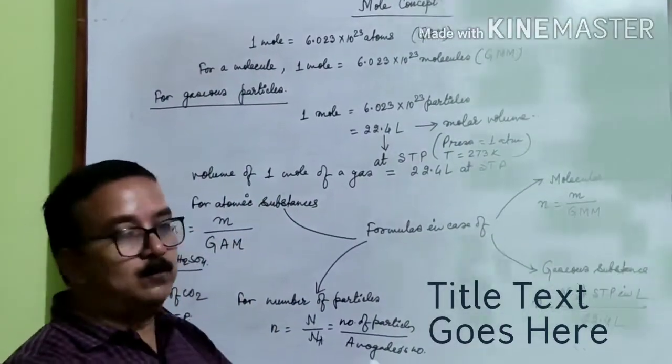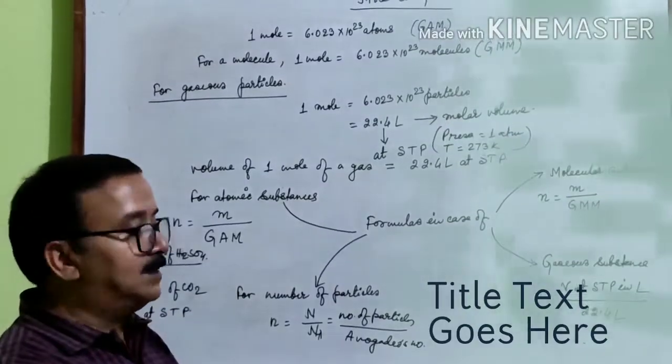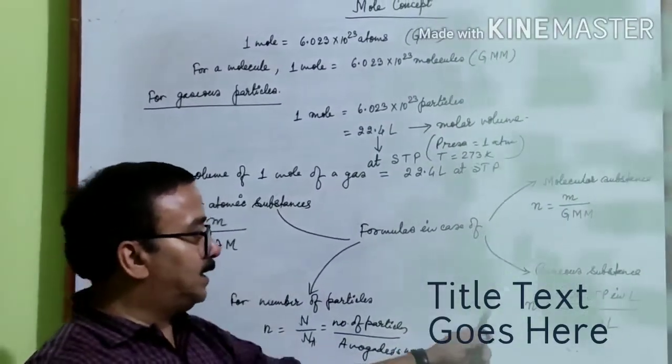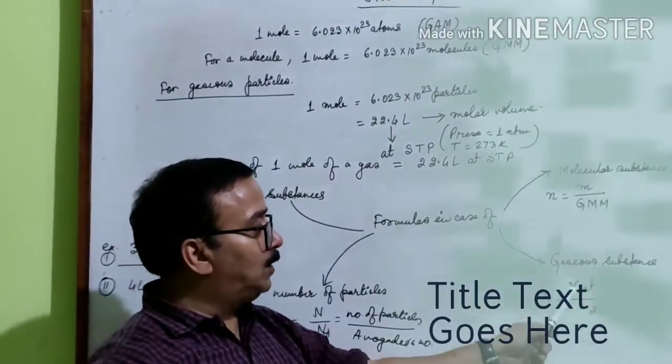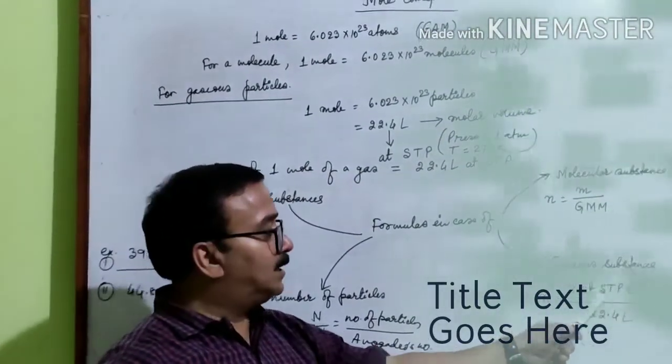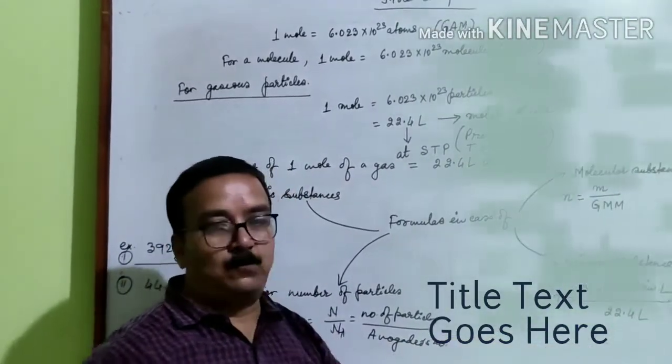And if we have to calculate the number of moles of gaseous substances, then the number of moles is equal to the volume of the given substance at STP in liters divided by 22.4 liters.